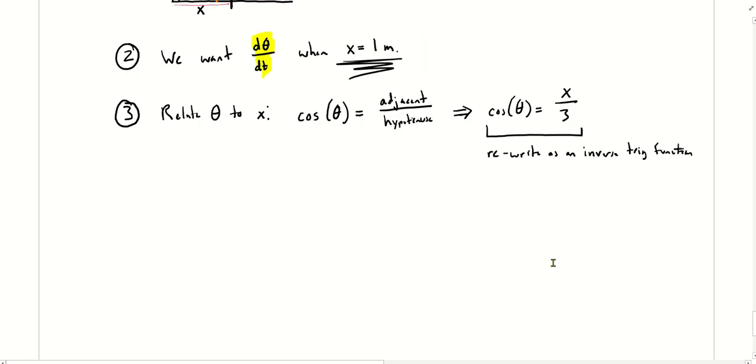Now, inverse trig functions, bringing back yet another thing from our inverse function set of notes. Remember that our trig functions take an angle and give back a ratio of sides. An inverse trig function, in this case inverse cosine, is going to take a ratio of sides and give back an angle. So if x over 3 is our ratio of sides that we get from cosine of theta, inverse cosine of x over 3 should give us theta.